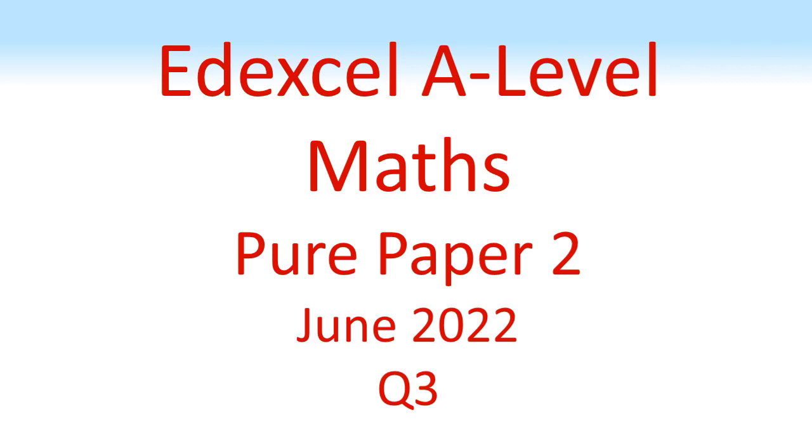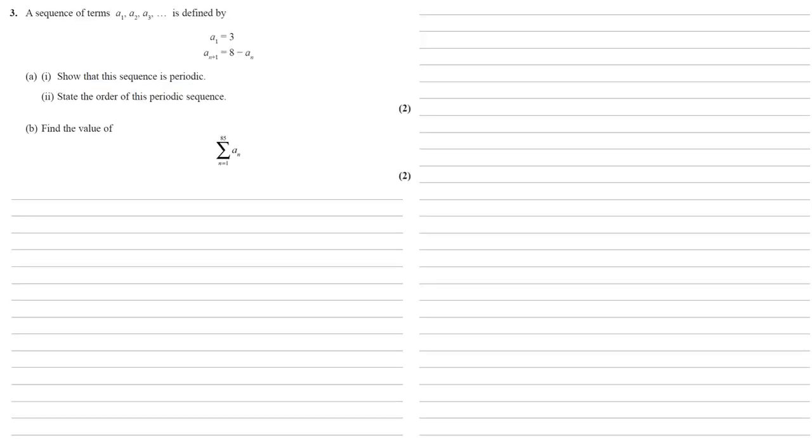Edexcel A-Level Maths, Pure Paper 2, June 2022, Question 3. A sequence of terms, A1, A2, A3, and so on, is defined by A1 equals 3 and A(n+1) equals 8 minus An. Part A, i, we need to show that this sequence is periodic.